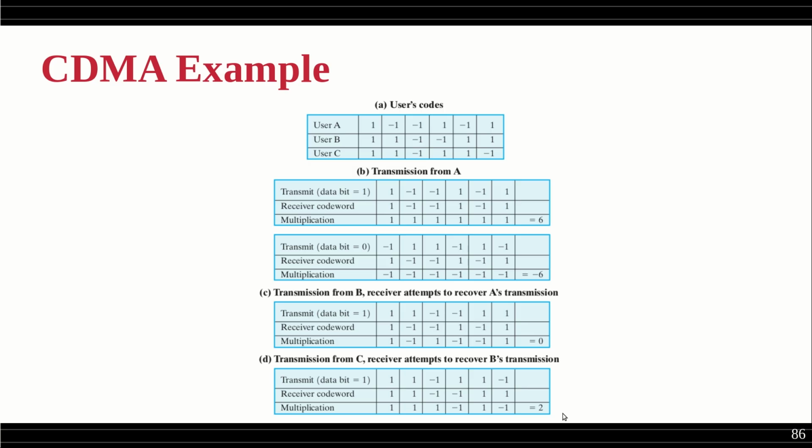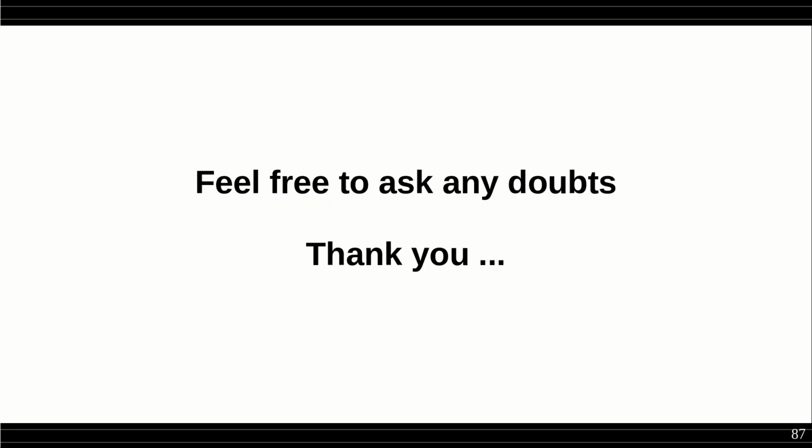So I hope you get an idea about how code division multiplexing works, how the signals are multiplexed simply by spreading them using some sequence, and how demultiplexing is done correctly because of this orthogonality property. Okay, thank you.